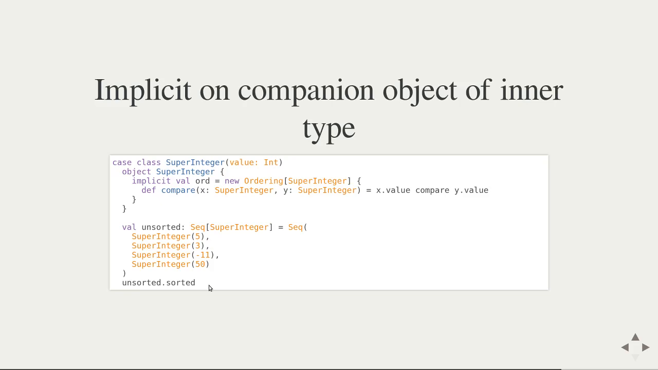Although I'm not sure you can convert from a sequence of one type to an ordering of another type implicitly. That might not be able to be done on the companion class. So that's a good question. I haven't looked into that deeply enough. Anything else?